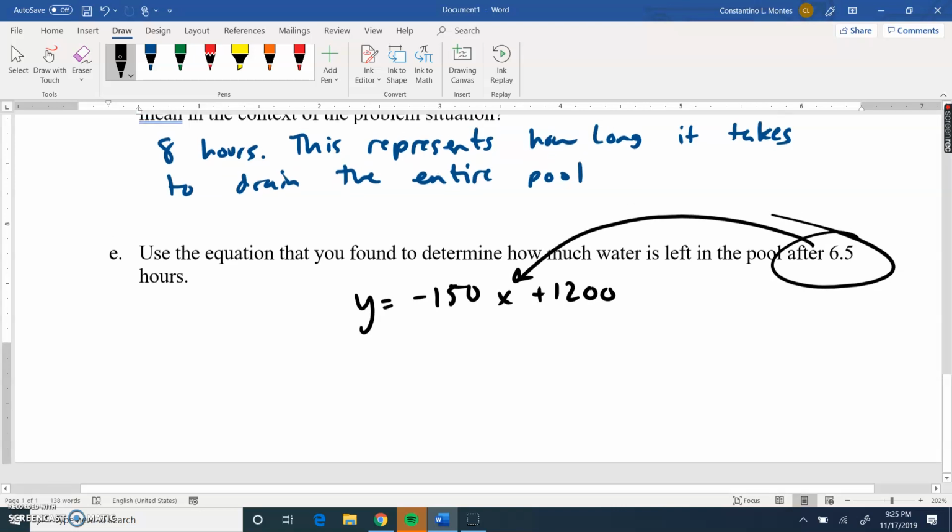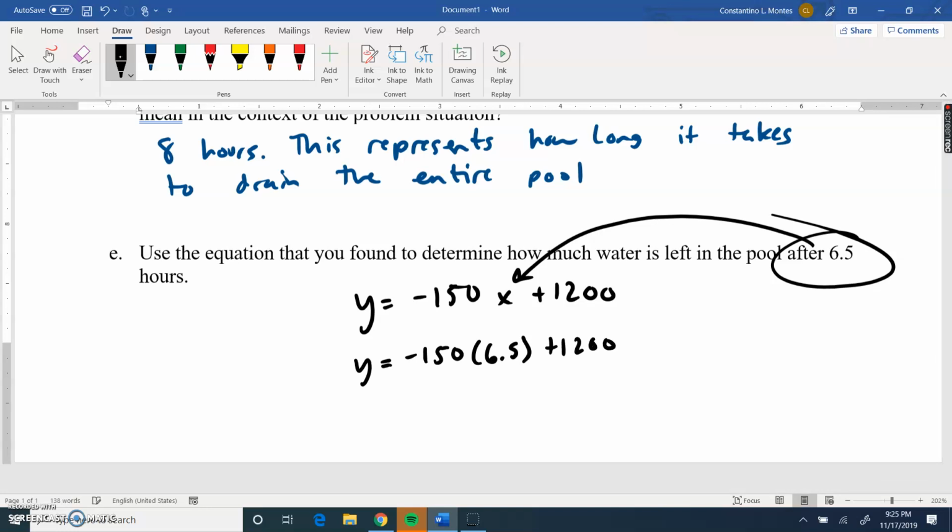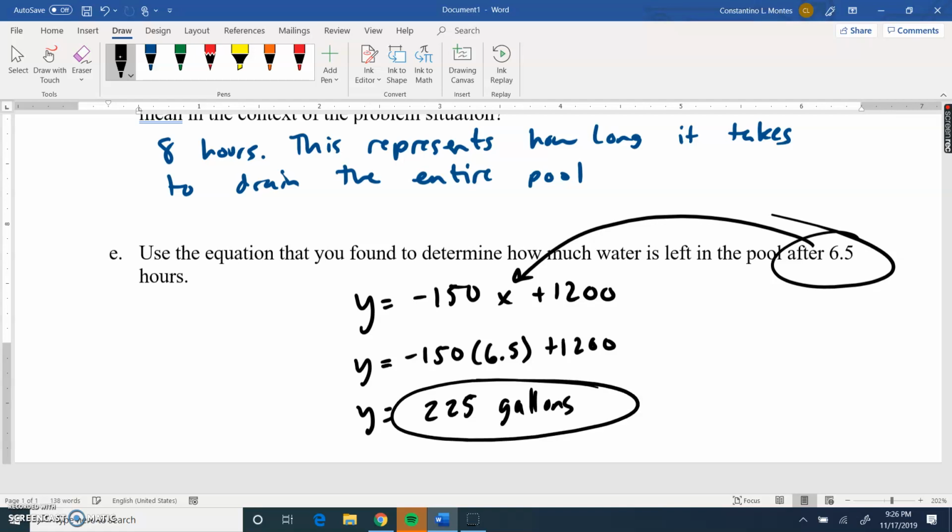So what they're asking me to do here is take my 6.5 hours: y equals negative 150 times 6.5 plus 1,200, and figure out how much water is going to be left in the pool after that amount of time. Well, after doing a little bit of calculator work, plus 1,200, my y is equal to 225 gallons. Okay, so after 6.5 hours, 225 gallons will be left in the pool.